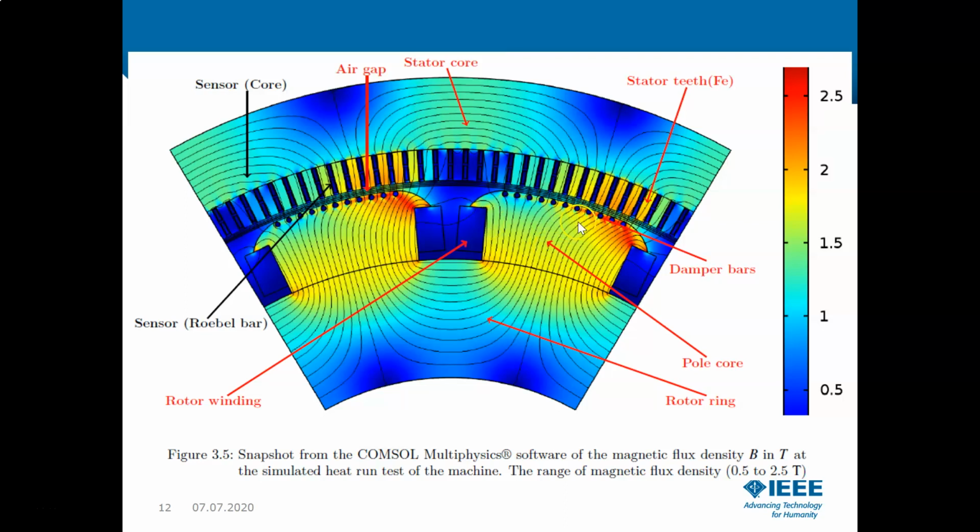So this machine now is under full load. You can see this red part here, the magnetic field is very high, almost 2.5 Tesla at this part. So here is the stator teeth, the damper bar, and this is the pole core, rotor ring, and the rotor winding. And here is the sensor located in the rubber bar. And this is the stator core, as it says. So this is made of iron, and this is copper surrounding the winding.